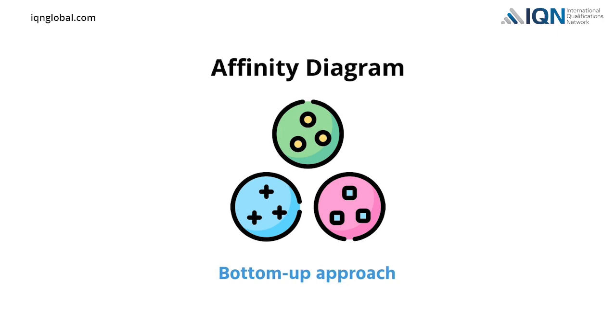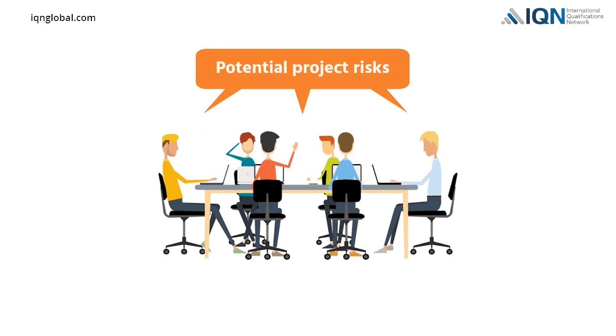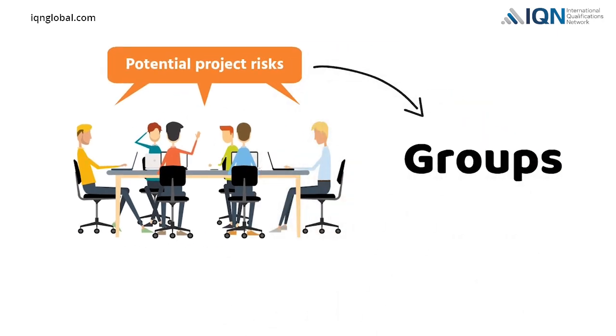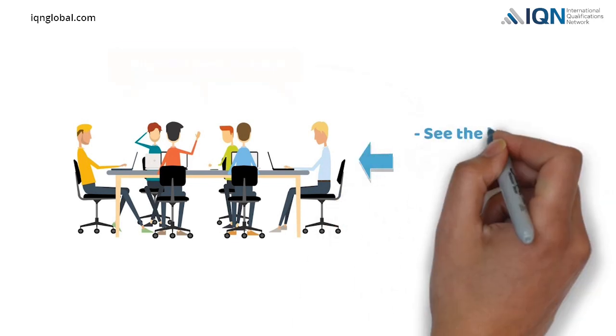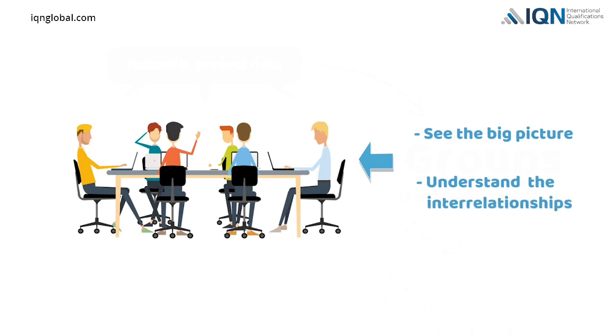The project manager will ask the team members to write what they believe are potential project risks. Once all the risks have been written, the team will sort them into groups based on their similarities or affinities. Grouping risks in this way will assist the project team see the big picture and understand the interrelationships among different risks.